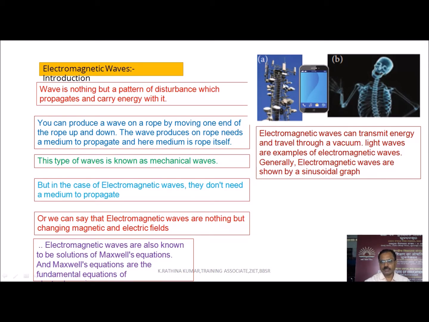Here the diagrams A and B are given. This is wireless communication, or the transmitter and receiver in the case of electromagnetic wave propagation. A cell phone is also one of the devices that receive and transmit electromagnetic waves. And this is the picture of an X-ray of the human body. This is also an application of electromagnetic waves. Light itself is an electromagnetic wave.